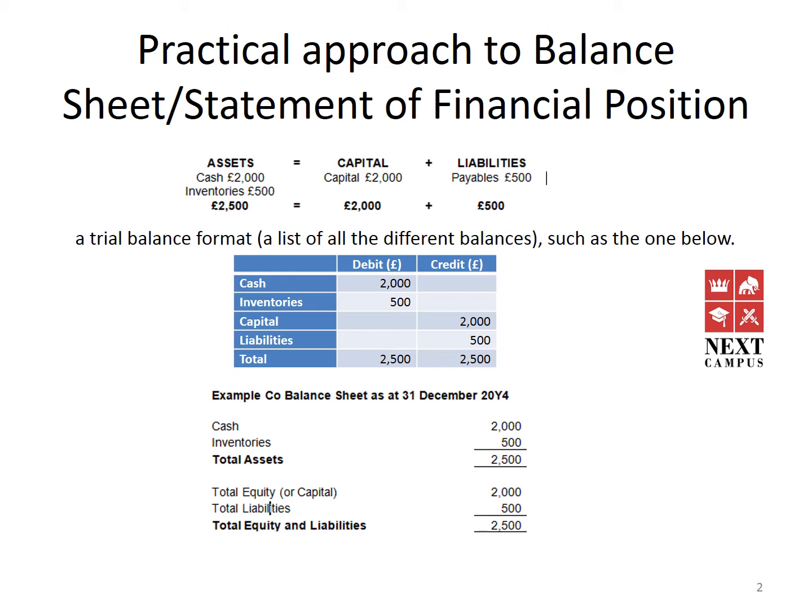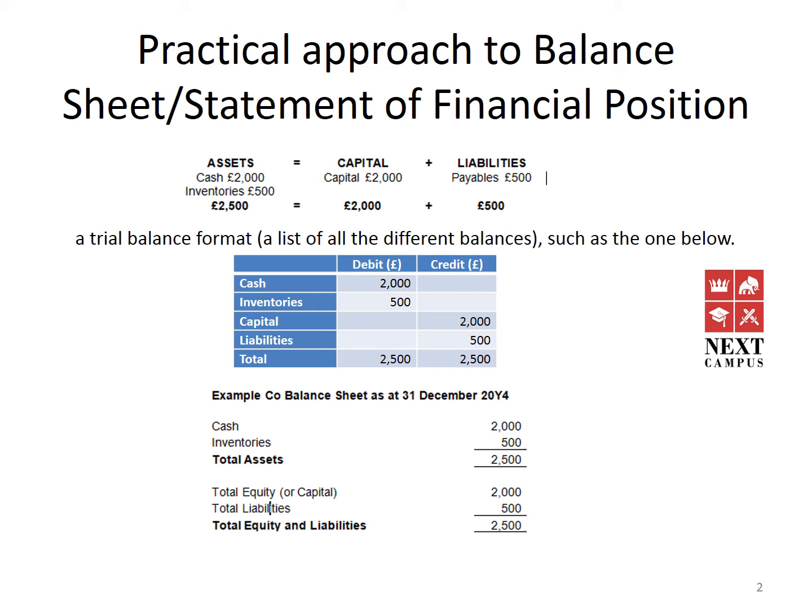So look at the trial balance given here. After balancing all the accounts, you have cash account, debit balance of 2000, inventory account, debit balance of 500, capital account, a credit balance of 2000, liabilities account, credit balance of 500. So if you are maintaining a double entry accounting system, the trial balance should be balancing out. So total is 2500.